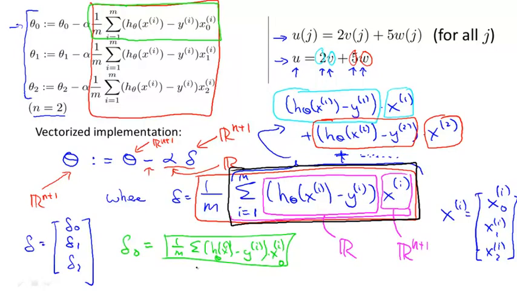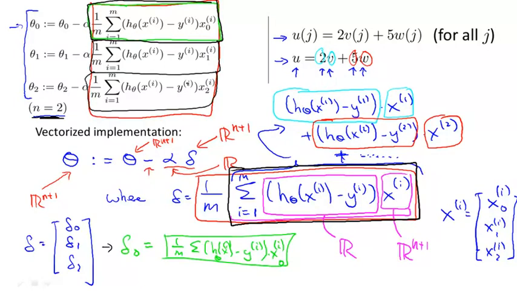And concretely, if n equals 2, the 3 elements of delta correspond exactly to this thing, to the second thing, and this third thing, which is why when you update theta according to theta minus alpha delta, we end up carrying out exactly the same simultaneous updates as the update rules that we had on top.